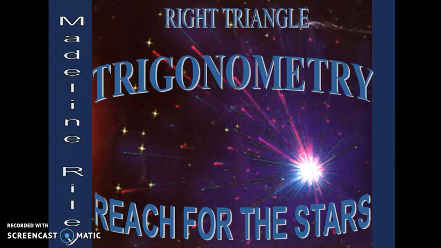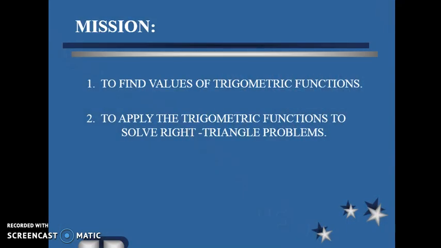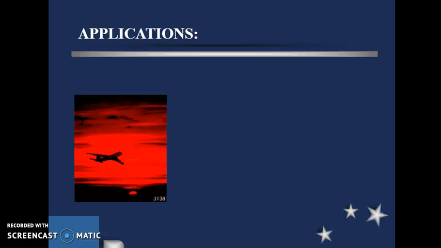Hello everyone, this is the second part of the lesson Introduction to Trigonometry. As we agreed earlier, we are going to work with right triangles because we will be dealing with the lesson for grade 9 students. The second part talks about the mission, which is to find values of trigonometric functions and to apply the trigonometric functions to solve right triangle problems.